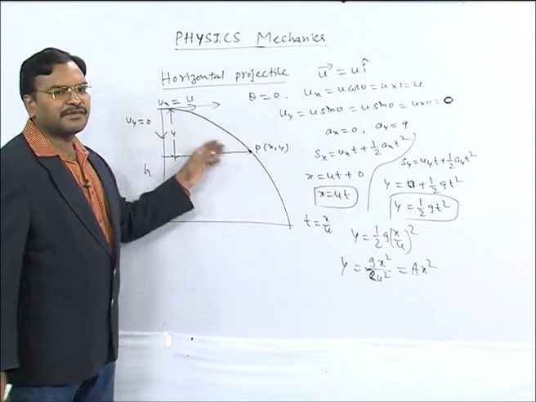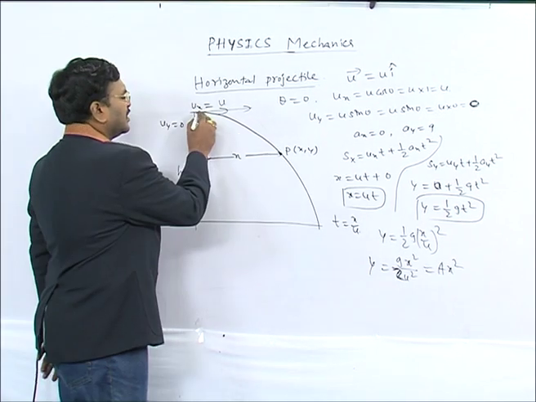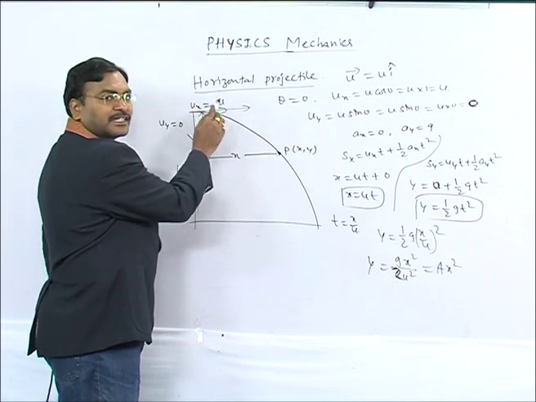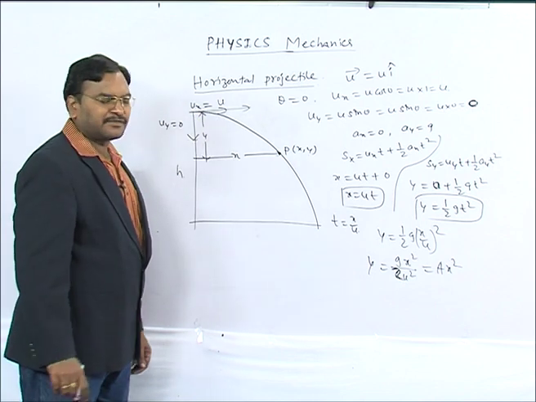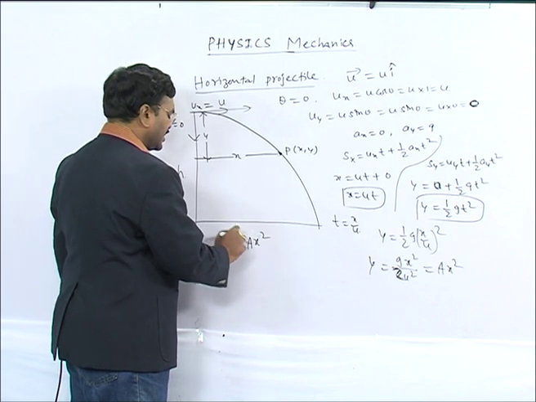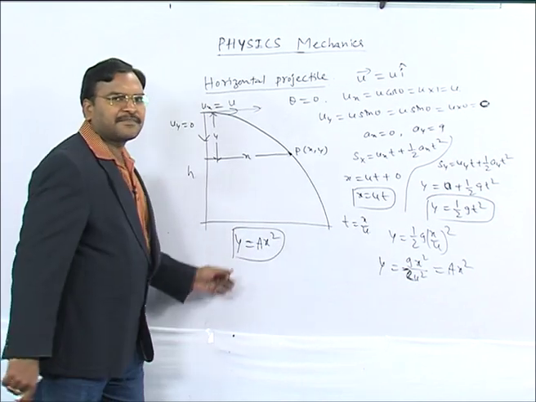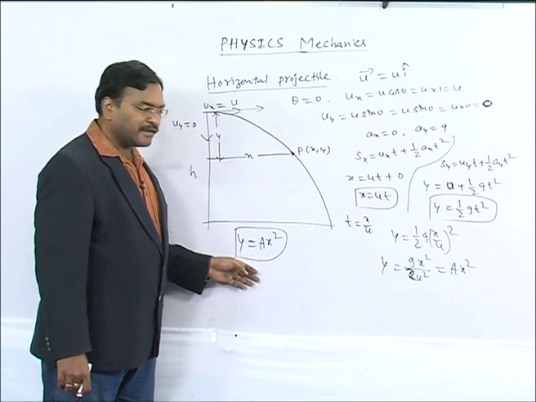So, the trajectory of a projectile, if a body is projected horizontally from the top of a tower, is also a parabola. Y is equal to a x square. What are x and y? X and y are the coordinates of the position of a particle on the trajectory at the instant of time t seconds.